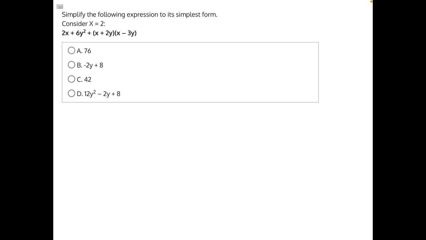Simplify the following expression to its simplest form. Consider x is equal to 2. To solve this question, we need to substitute in our given variable x is equal to 2, and then, using our order of operations, or PEMDAS, simplify it down until there are no more like terms we can combine, and that will give us our final answer.